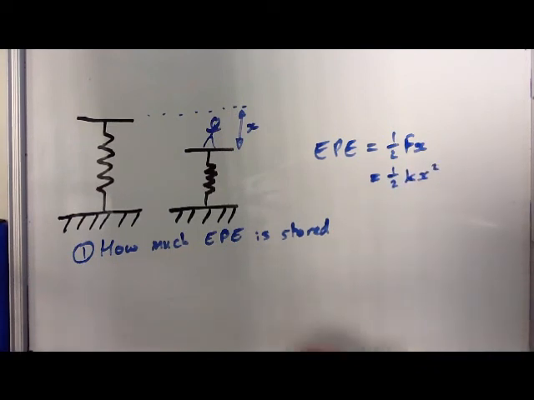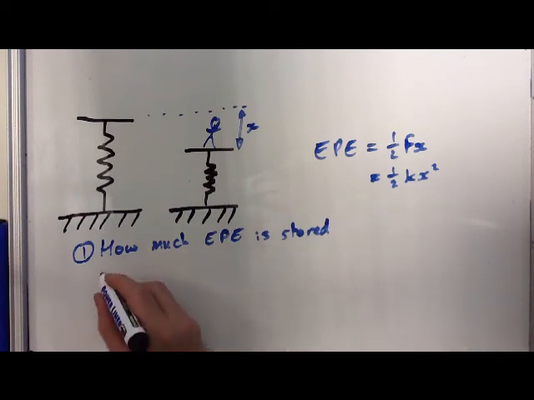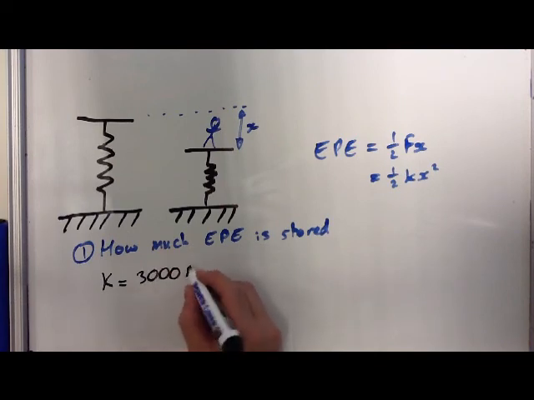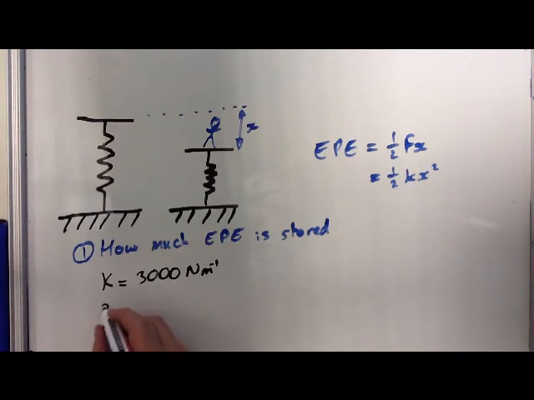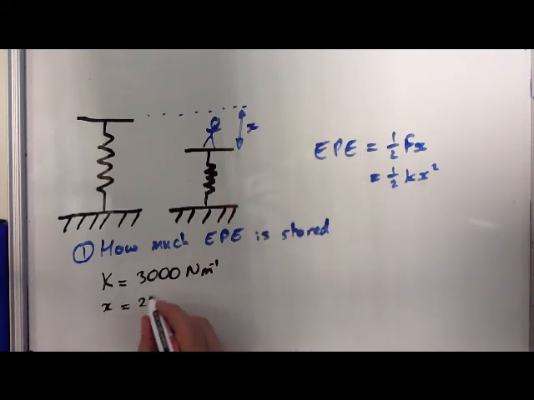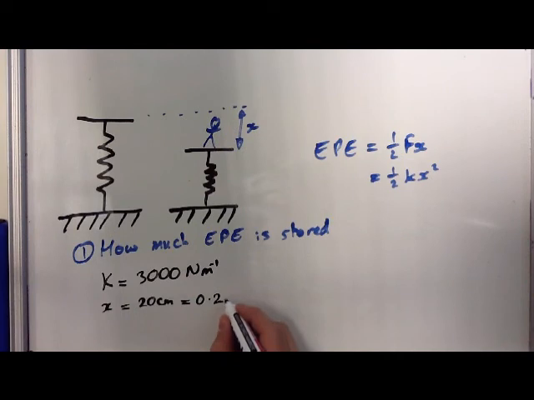So let's think, if we assume that we have a spring constant, I'm just going to make some numbers up, let's say K is equal to 3,000 newtons per meter, and let's say the compression x was equal to 20 centimeters. Remember we're going to convert that straight away into meters, 0.2 meters. How much EPE will that give us?